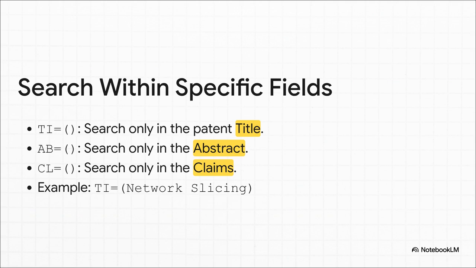Here's another pro move. You can tell Google where to look inside a patent. Think about it. If your keyword is in the title or the abstract, it's probably pretty central to the whole invention, right? So you can use these little field codes, like TI equals for title or AB equals for abstract, to filter out all the noise where your term was just mentioned once in passing on page 47.